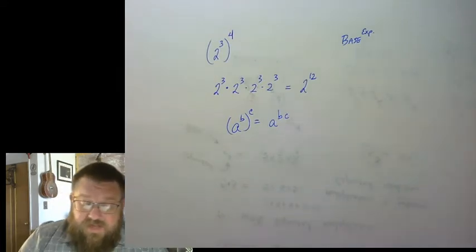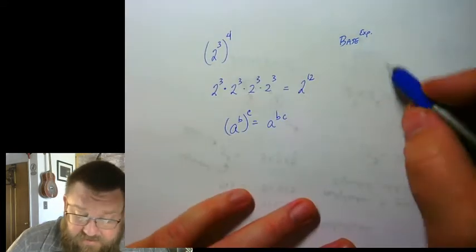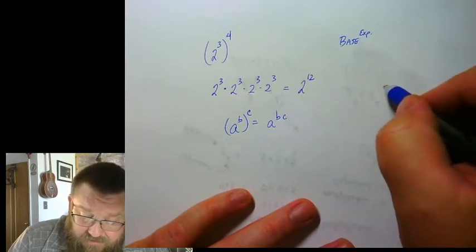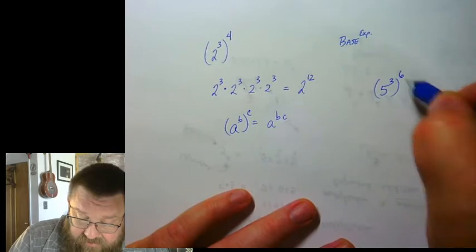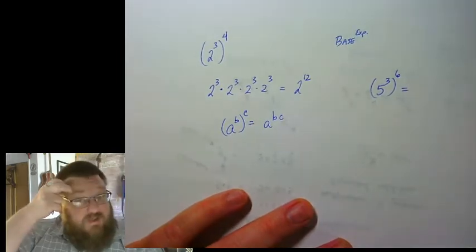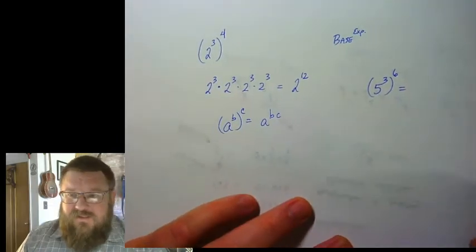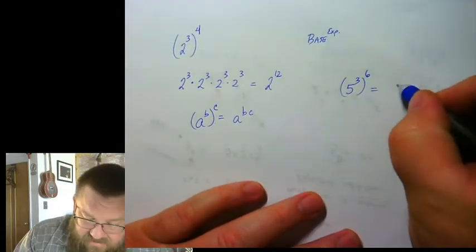Now, before we get into where that can get confusing, how about you try one? Let's do 5 to the 3rd to the 6th. Try that one. Go ahead and write it down. Pause the video. Okay. That's 5 to the 18th.